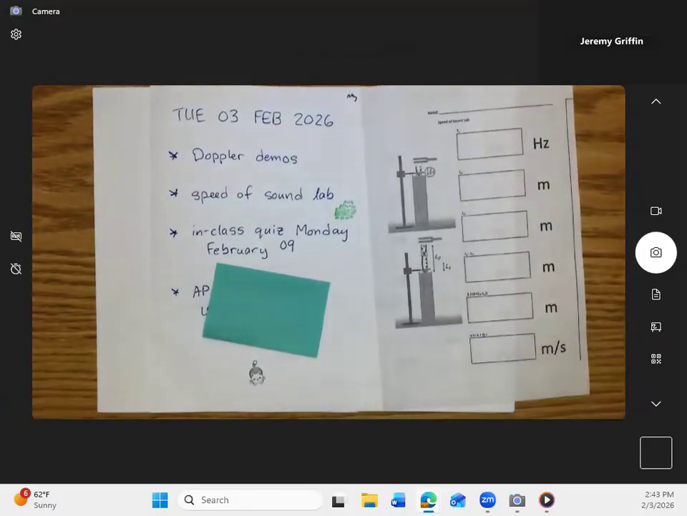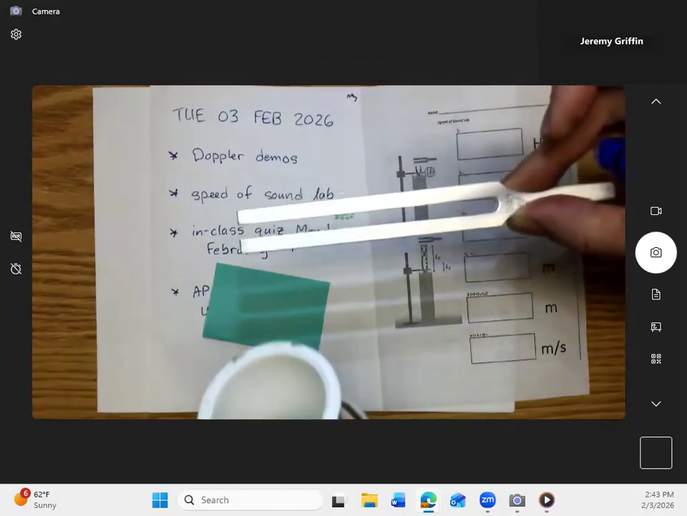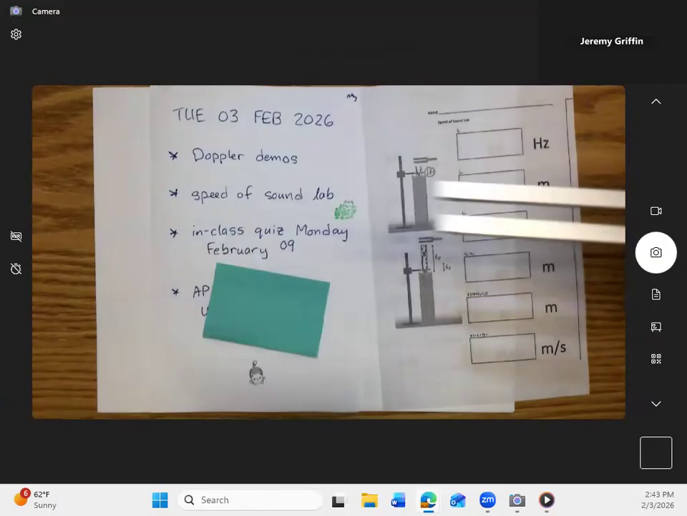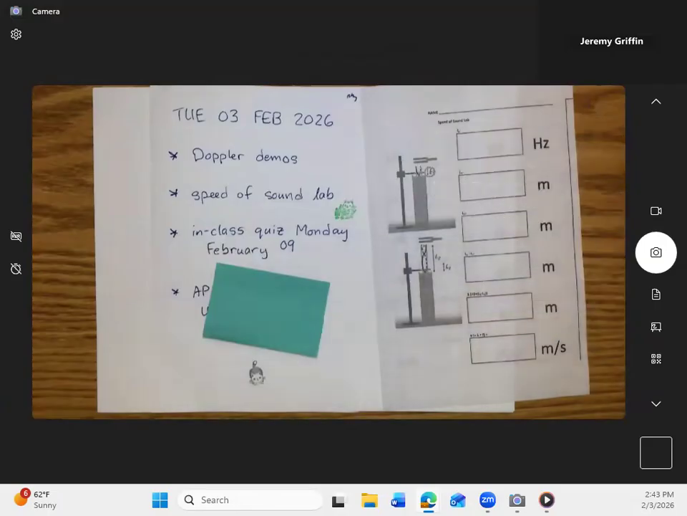Next to me I have a tuning fork, a PVC pipe, and a glass of water. You guys have all those things back in the library, so that'll be later today.